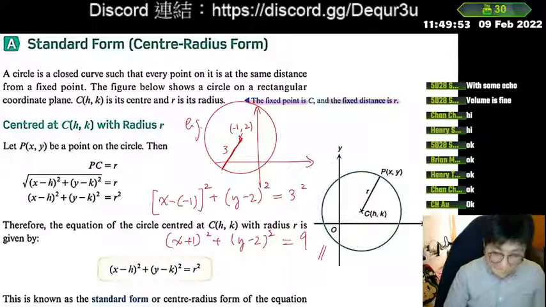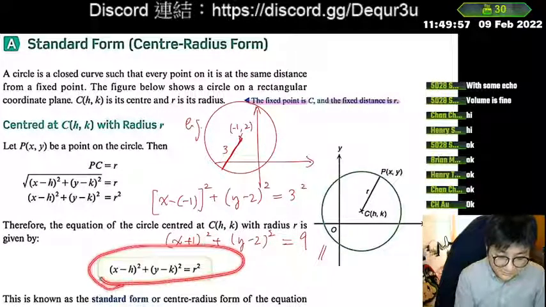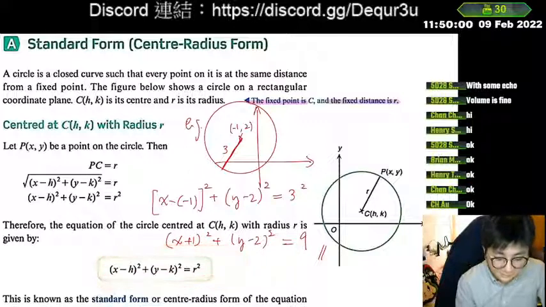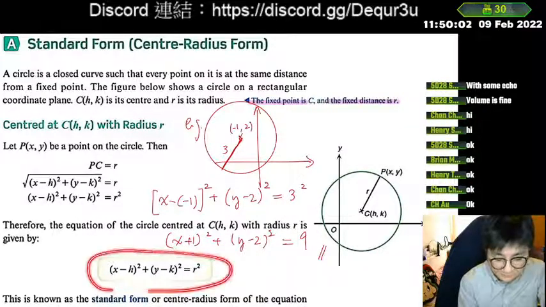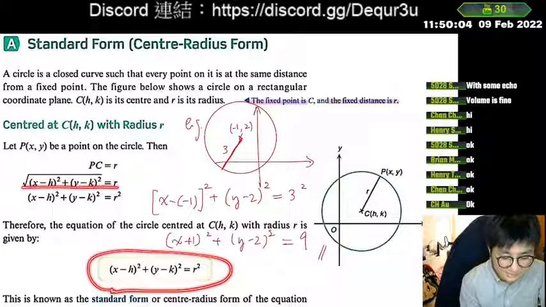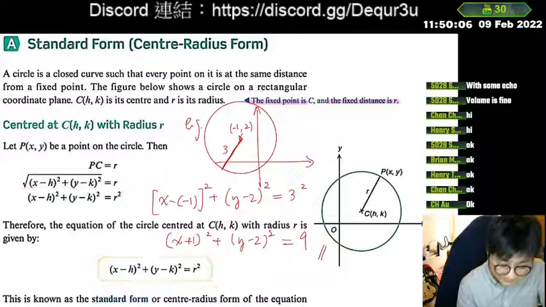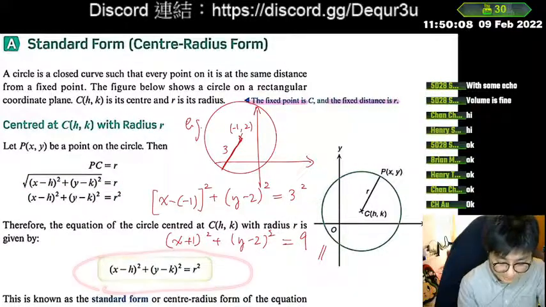So this is already okay. This is in fact already the circle equation. Okay, so you can see here it is just a form of distance formula, but taking a square root on both sides. Okay, so the equation of a circle.